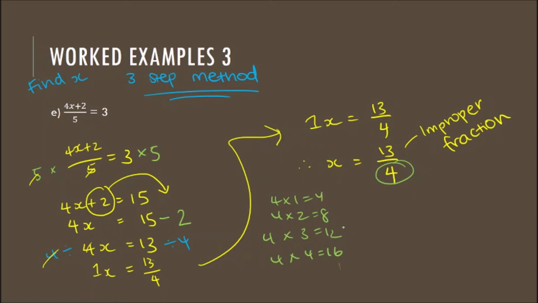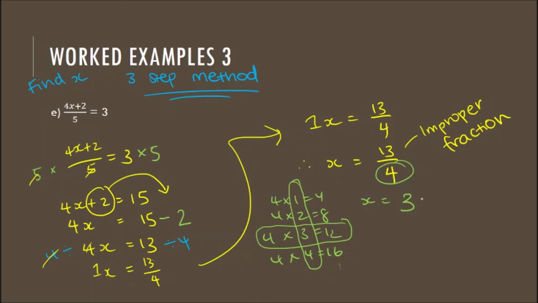And we go, this one, isn't it? Because 16 is higher than 13, but 12 isn't. So the numbers we're looking at for the whole number is this one here. So now we know that the whole number is 3, the big one.